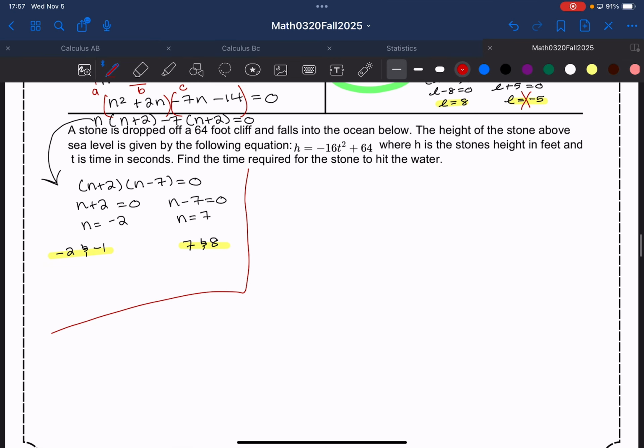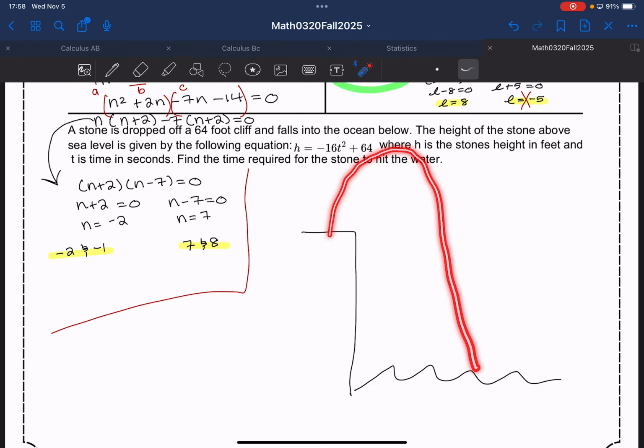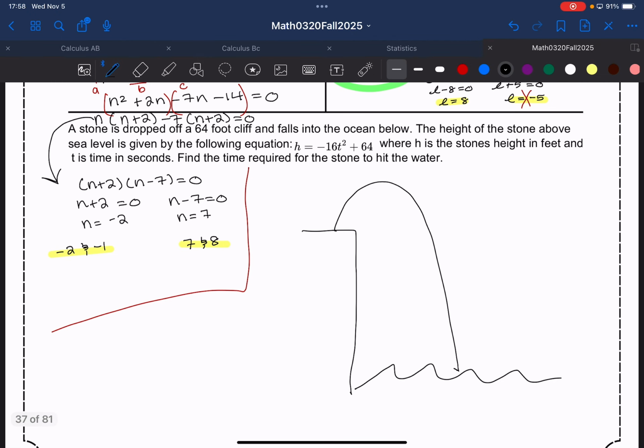It says a stone is dropped off a 64-foot cliff and it falls into the ocean below. So anytime you have these type of problems, you want to draw that scenario. So here's my cliff. Here's my ocean. And if I throw a stone off the cliff, is it going to just look like this? If you throw something in the air, think of a ball. If you throw a ball in the air, does it just go straight down like that? Or does it curve up, then go down? It curves up, then goes down. Okay, this is my stone.